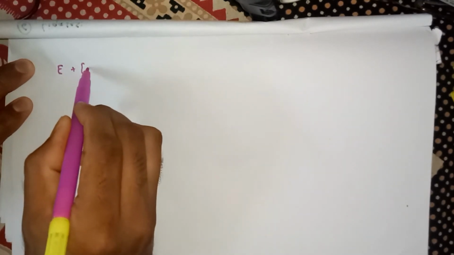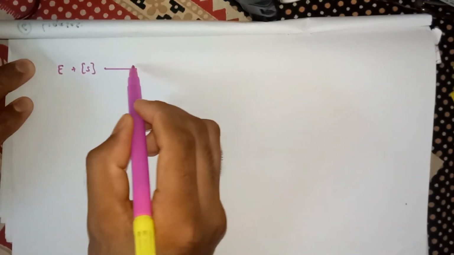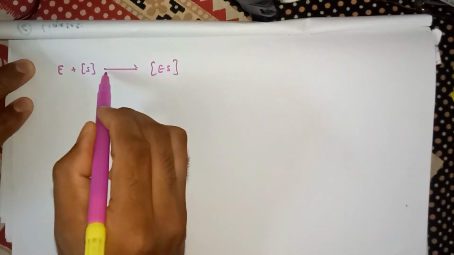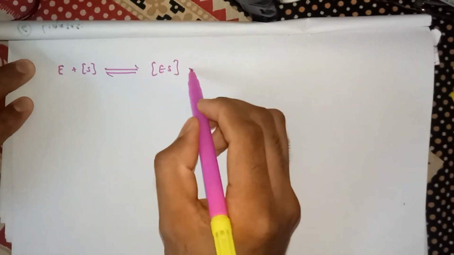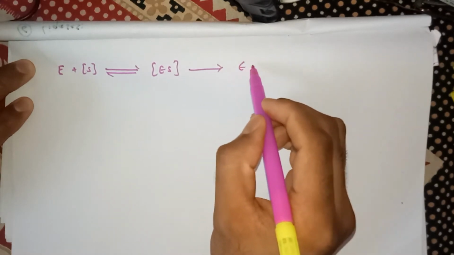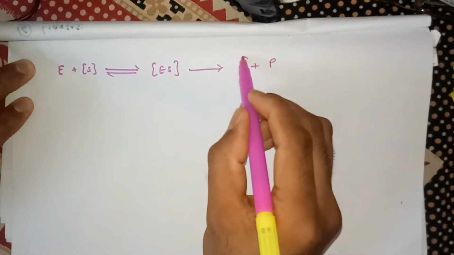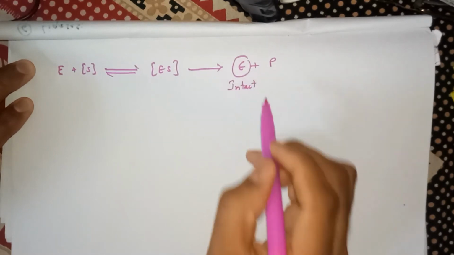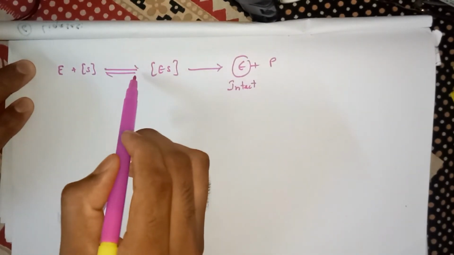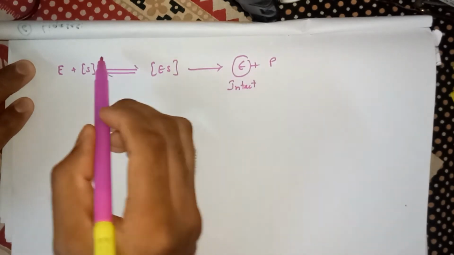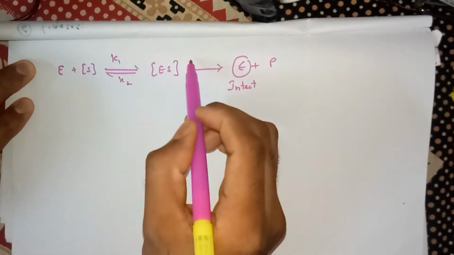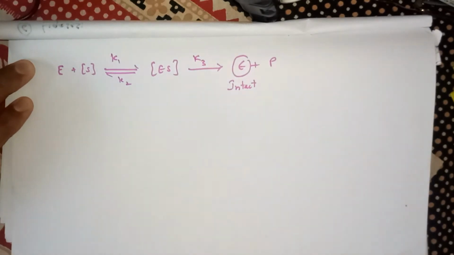As you know, enzyme plus substrate gives the enzyme substrate complex. This is a reversible reaction, and this gives enzyme plus products. The enzyme is intact. So this is the first step, this is the second step, and this is the third step. So the rate constants for these are K1, K2 and K3.